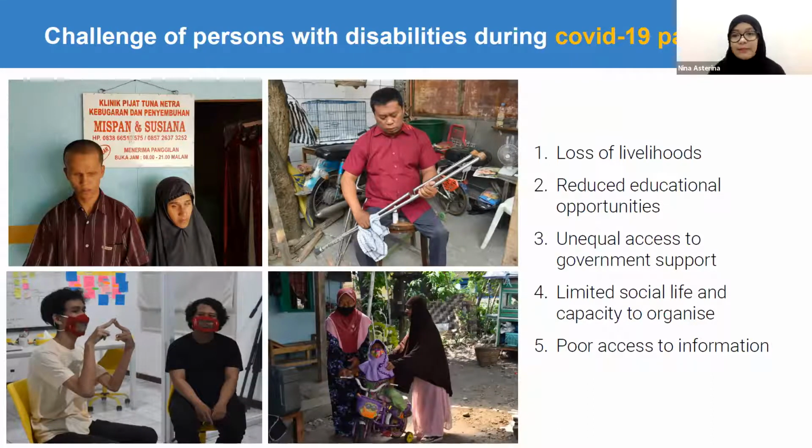So this pandemic situation creates more challenges for persons with disabilities, and us who are working in the development sectors need to consider all of these aspects. And next slide, please.